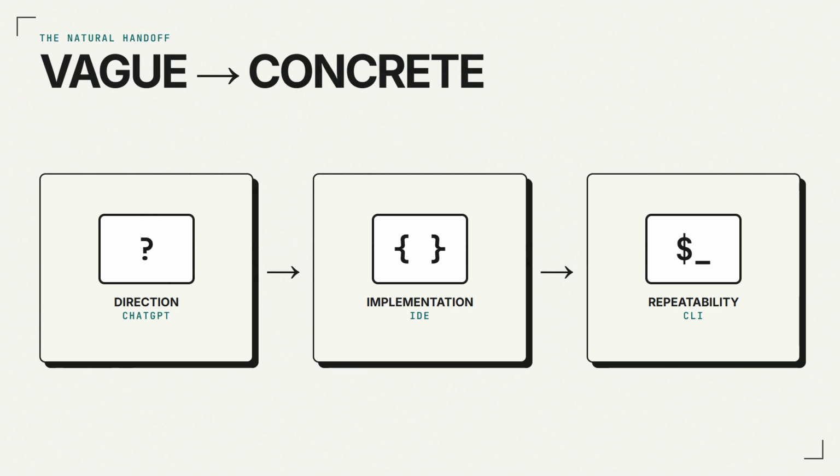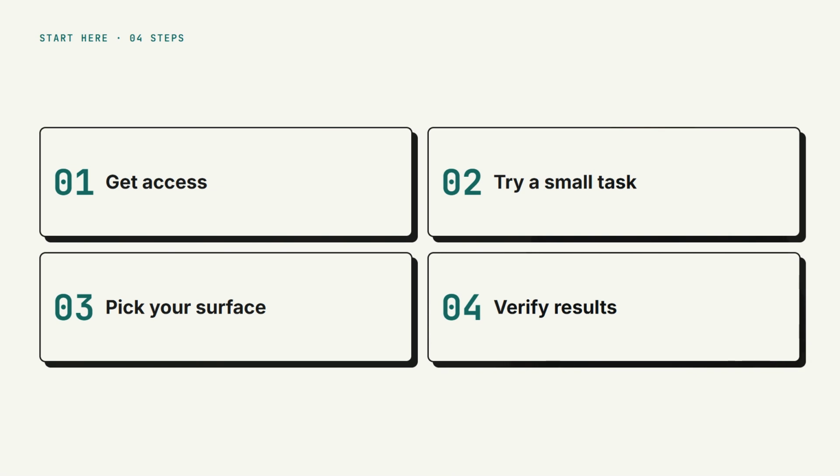You don't have to commit to one forever. The real advantage is being able to move between them without changing the underlying agent experience. I switch between the app and the IDE extension all the time. That flexibility is especially useful when the task starts out kind of vague and then becomes more concrete as you work. If you're new to Codex, here's the simplest starting path.